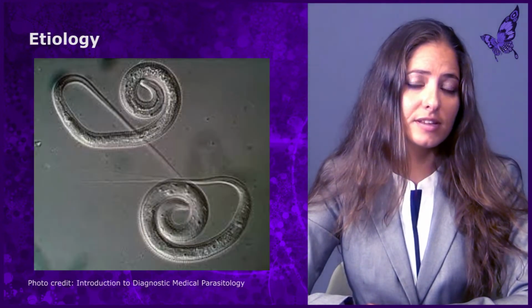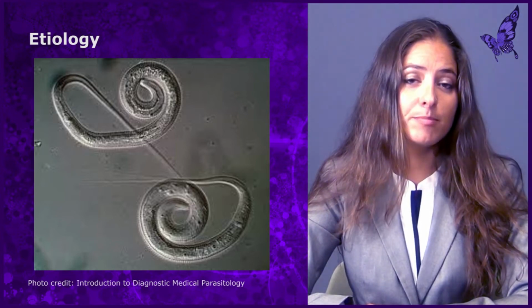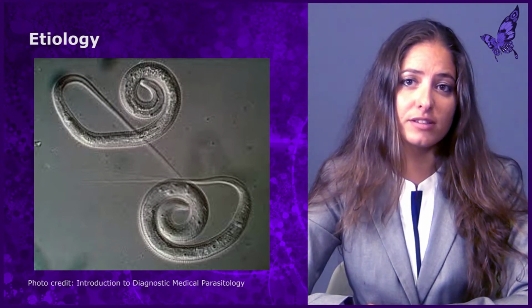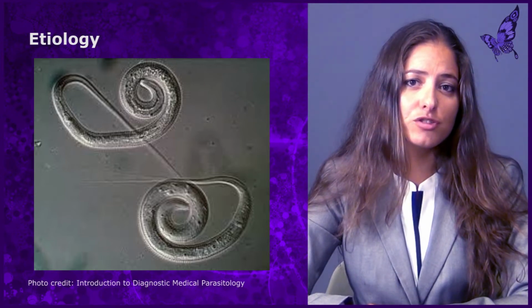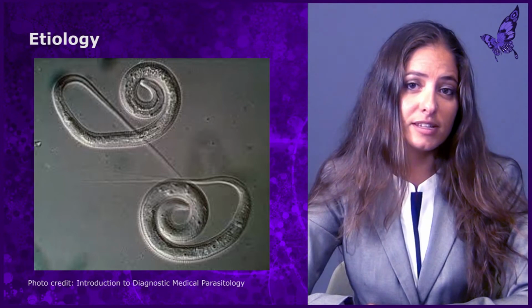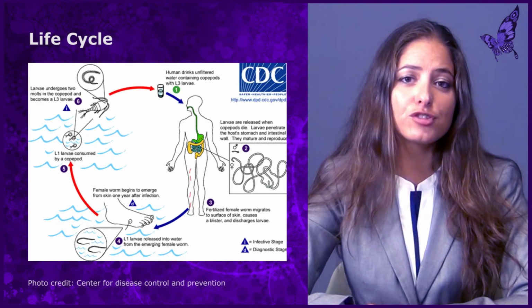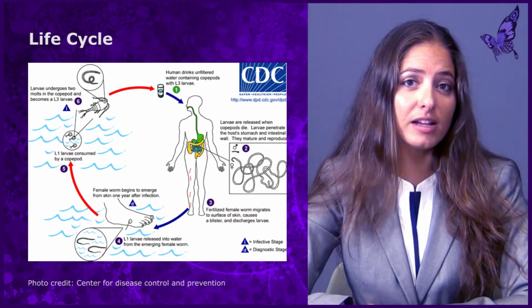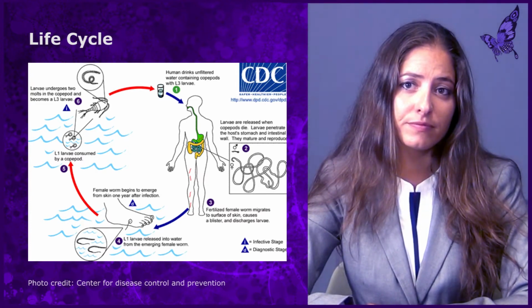Dracunculus medinensis is the largest tissue parasite known to humans. It belongs to the nematode genus. The adult female can reach 60 to 100 centimeters in length and carry up to 3 million stage 1 embryos. The adult male barely exceeds 4 centimeters. Humans become infected after drinking water contaminated with cyclops, more commonly known as the water flea.